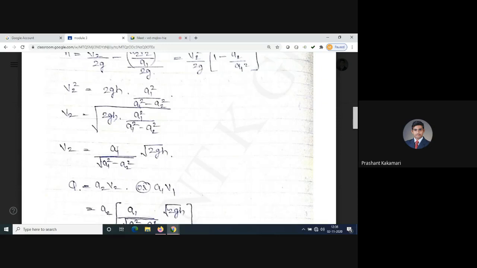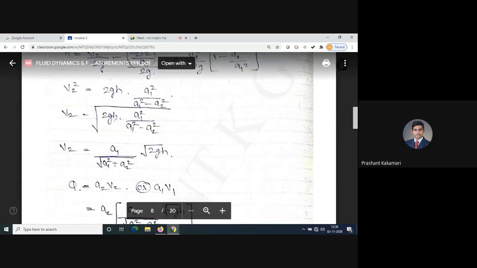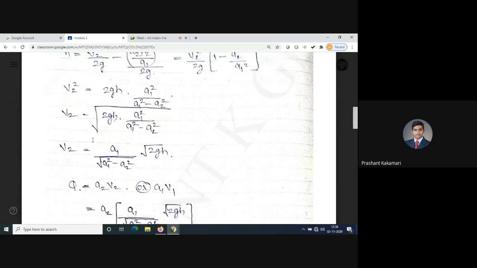So this becomes our V2 value. What is V2? If you don't know V2, the velocity in the pipe, still we can find the discharge by the Venturimeter and the orifice meter. That is one of the advantages of using the Venturimeter and orifice meter, because we need not have the velocity for finding the discharge. If you know the areas and the head, one can find out the discharge without knowing the velocity.